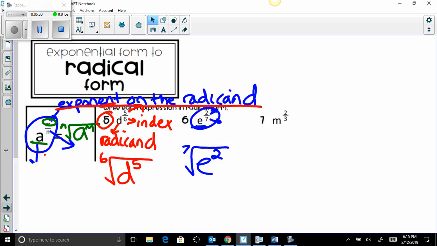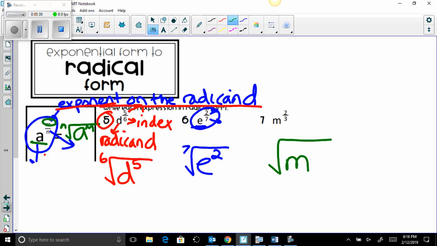All right, last one. Put your radical. What goes underneath? What's your radicand? It's m. Does it have an exponent? The numerator of your fraction is the exponent, and the denominator of your fraction is the index. And you have successfully changed from exponential form to radical form.